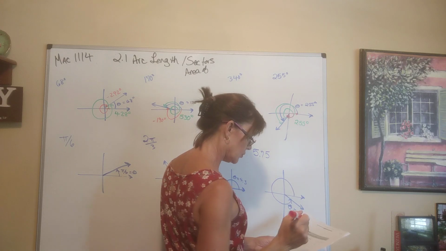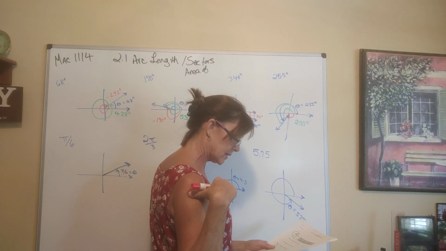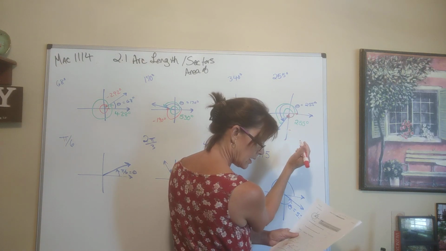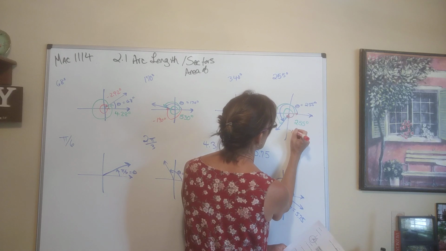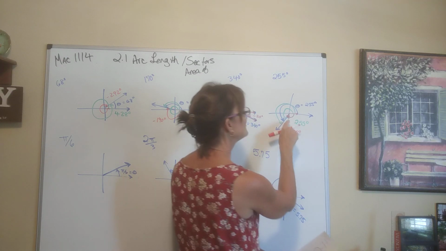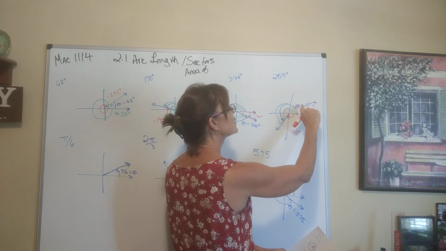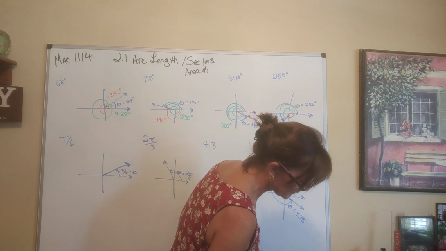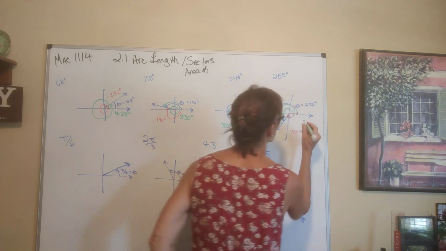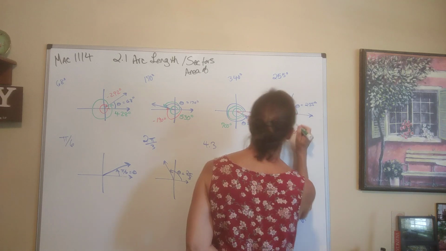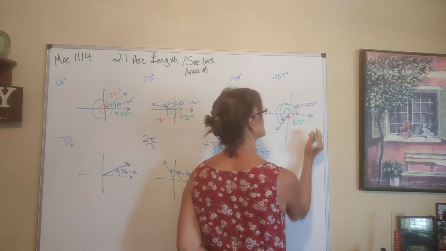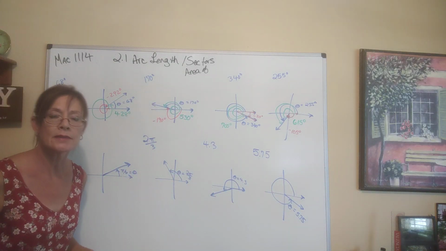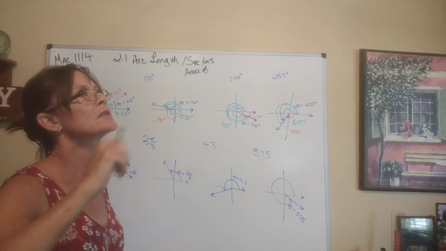I could do that. So 255 minus 360 would give me negative 105. Okay, I see a big mistake here. I got 255 again. That's not right. This is 255 plus 360. That's what that should be. And so that gives us 615. Is that right? Yeah, 615 degrees is what that is. It's 255 plus 360.